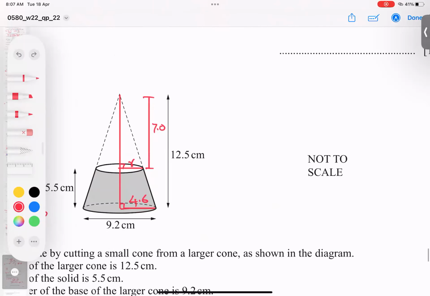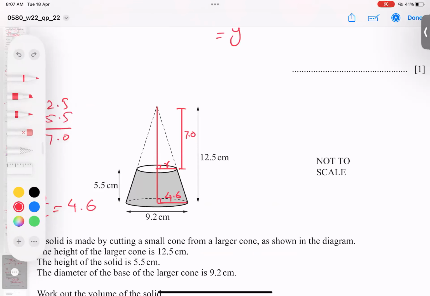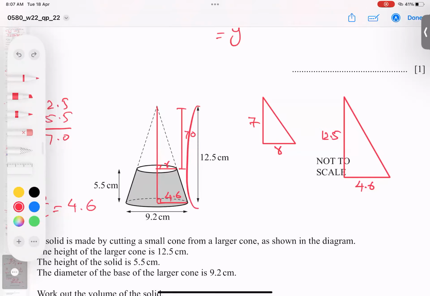So let's start similarities. I have two triangles, one small triangle and one big triangle. The small triangle has radius r and the bigger has radius 4.6. The small height is 7 and the bigger is 12.5. Repeat: smaller height is 7 and radius r, bigger height is 12.5 and radius 4.6. I hope you got the idea. Now use similarity, radius by radius, height by height, and both are lengths, so I will not do any squaring or cubing.